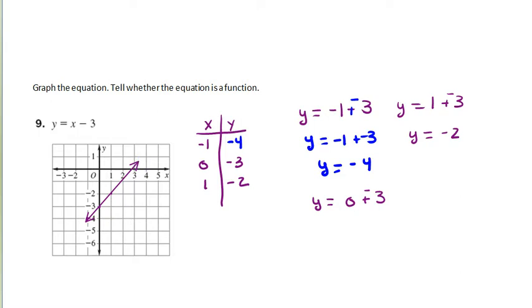It says tell whether the equation is a function. But you can see none of my points fall on the same vertical line, so it passes the vertical line test. And for each input, I have exactly one output. So yes, this is a function.